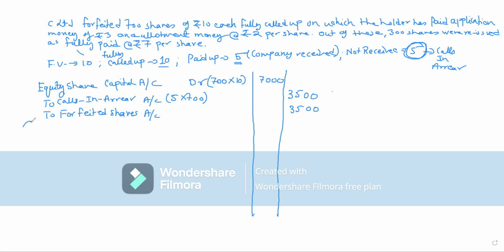What is the narration? 700 shares forfeited due to non-payment on call. Which call exactly we don't know, so you can just mention call.